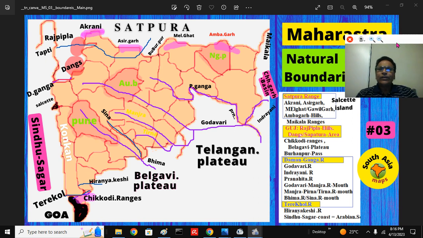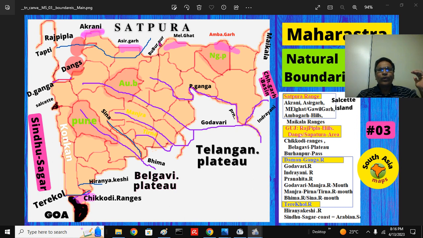These are the natural boundaries. So here we have the Satpura ranges. Satpura ranges in central India, overlooking the Deccan Plateau, have different names in different regions. In the western part you can see Akrani Hills and Asirgarh Hills. This is the Akrani Hills here in the north of Khandesh, and this is the Asirgarh Hills. This is in Madhya Bharat, central provinces, Madhya Pradesh. This is the Nimad region or Khandwa region.